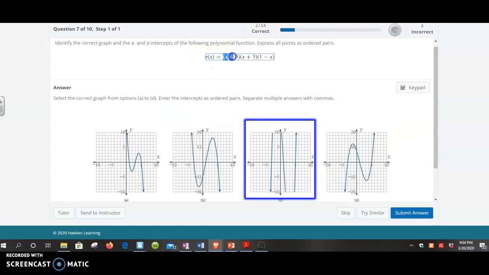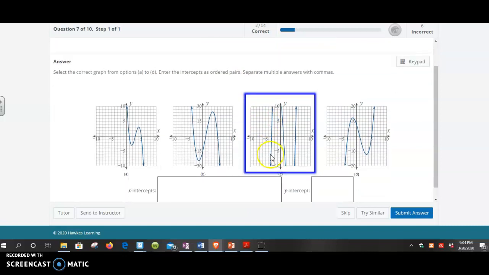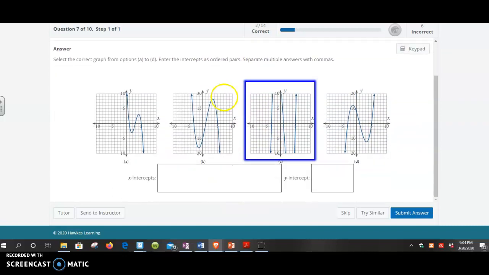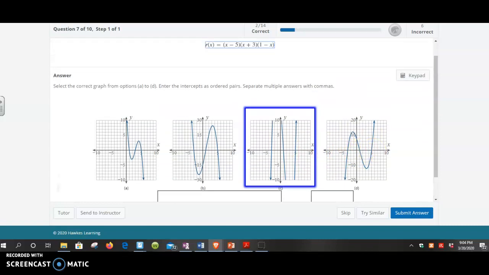So remember intercepts, or actually zeros we call them, something that balances the equation, so anything that makes 0. So we're looking for x equals 5, negative 3, or 1, which would make any of those three factors 0. So we're looking for a graph that goes over 5, negative 3, and 1. There's negative 3, 1, and 5. That one looks good. Negative 3, 1, and 5 also looks good.